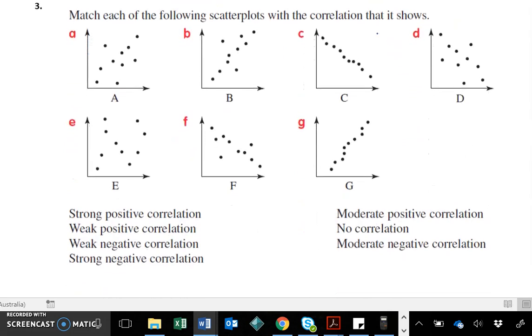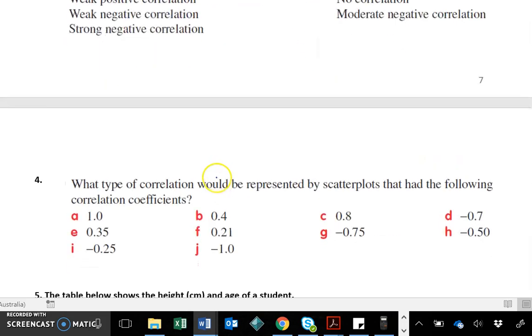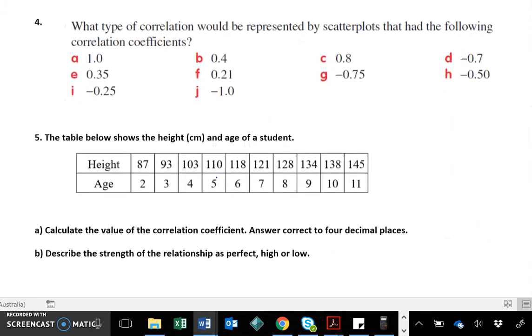In number 3, they want you to match. Okay, so similar thing. You can just write the letter name down here. So if it's strong positive, for example, down here, you'd probably want to write G for that one, etc. Okay, so I'll let you finish that off as well. That's not too hard. That's just reiterating what we did last time.